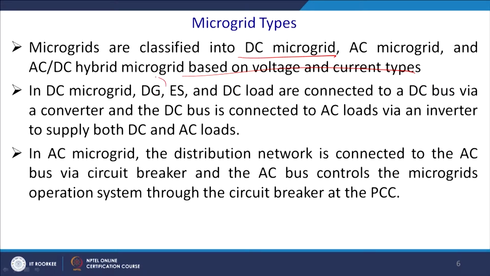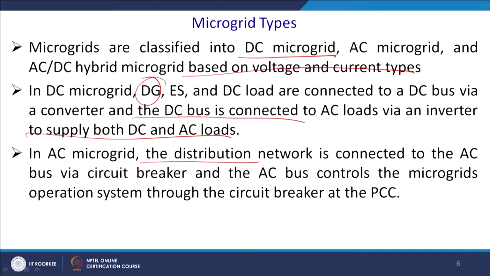In DC microgrid, the DGs, distributed generation, and the energy storage and the DC loads are connected to a DC bus via the converter, and this DC bus is connected to the AC load via an inverter to supply the DC and the AC load respectively. So, we may have a conversion, and that is useful also, because once you are converting AC to DC and thereafter DC to AC, then you are throwing garbage to your AC system. Once you are converting only DC to AC, that entity is missing.